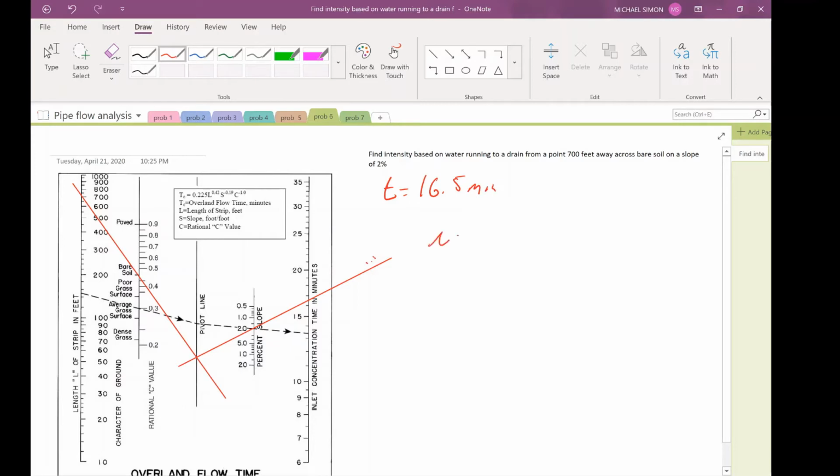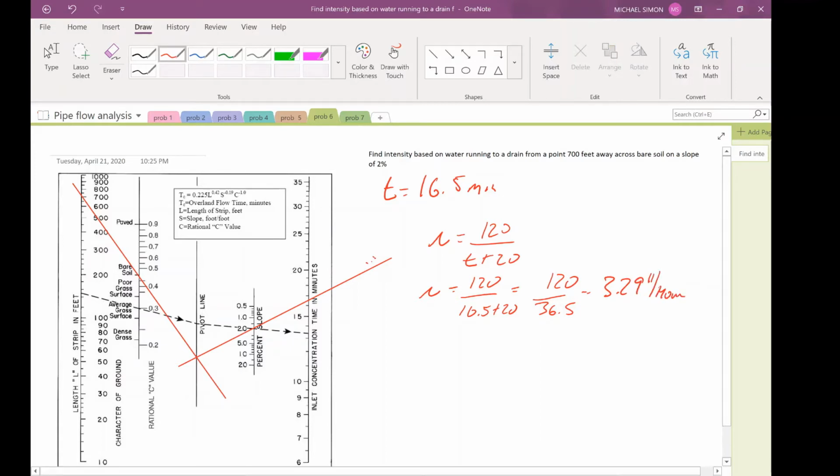That means our intensity would be equal to 120 over T plus 20. Intensity would be 120 over 16.5 plus 20, or 120 over 36.5. And that would equate to 120 divided by 36.5, or 3.28, actually 3.29 inches per hour.